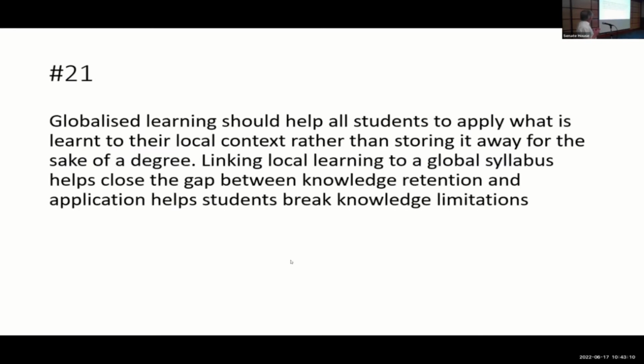Okay, next. Globalized learning should help all students to apply what's learned to their local context rather than storing it away for the sake of a degree. So in other words, the global message is important, but you have to sort of contextualize it.